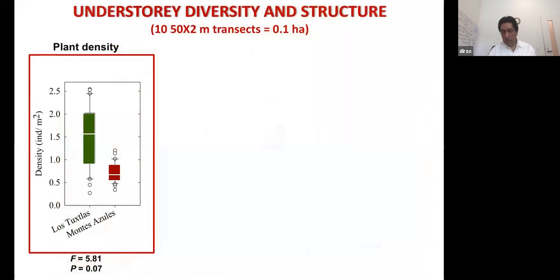I'm going to show you a series of three slides to indicate the condition of the understory in these two places, Los Tuxtlas in green, which is the defaunated site, and Montes Azules in red, which is the intact site. So let's start with plant density, the number of plants per unit area. And these are plants of 50 centimeters tall or above, not small seedlings. As you can see, in the case of plant density, there is a trend of higher density in the defaunated site compared to the intact site.